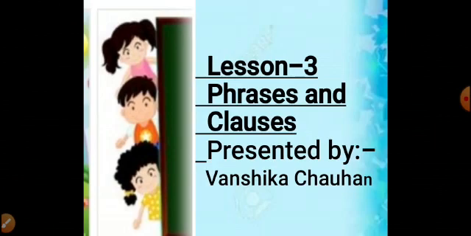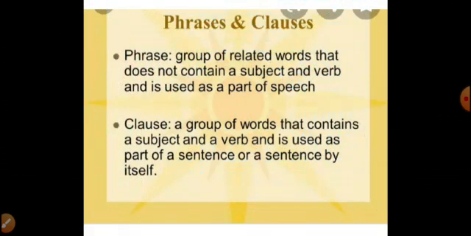First of all, we should know what a phrase and a clause are. A phrase is a group of related words that does not contain a subject and verb and is used as a part of speech. Both phrases and clauses are parts of a sentence. A phrase is a group of words that does not contain a subject or predicate, and makes no complete sense.